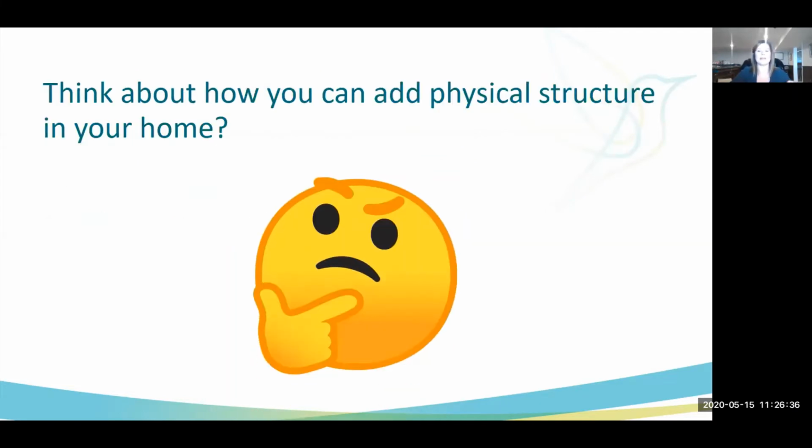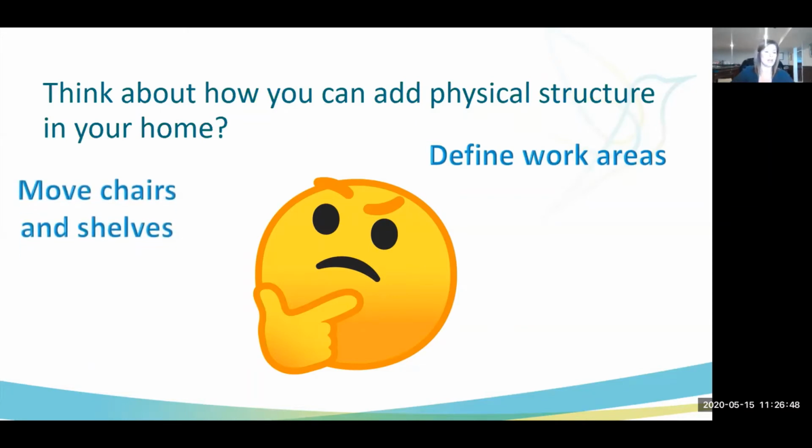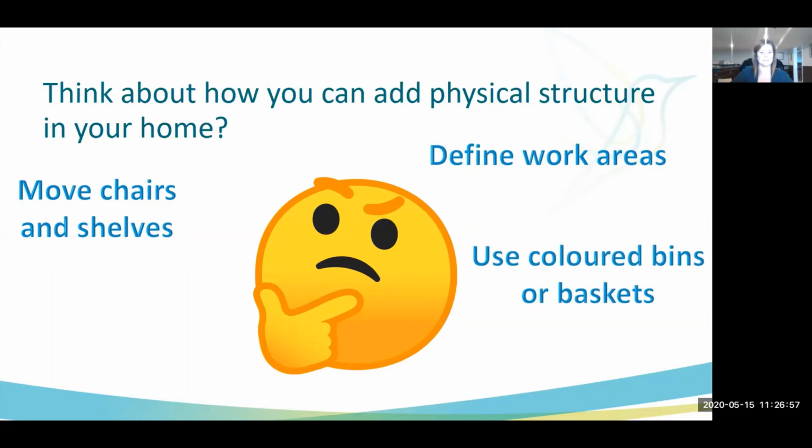Let's think about how you can add physical structure at home. You can define work areas where your child will be doing specific tasks. You can move chairs or shelves. You can use colored bins or baskets to outline play areas or work tasks. And you can define play areas. You have to figure out the needs of your child, and that will be how you structure at home.